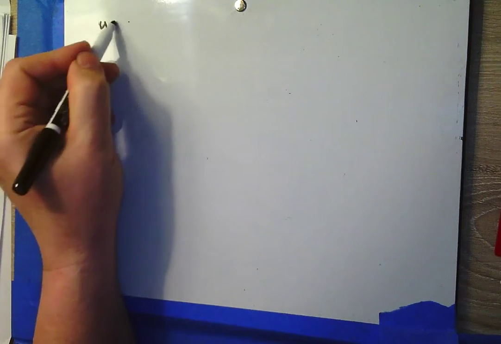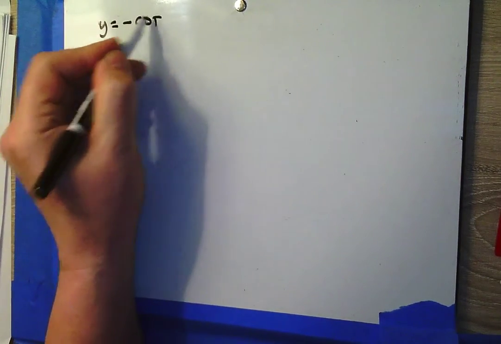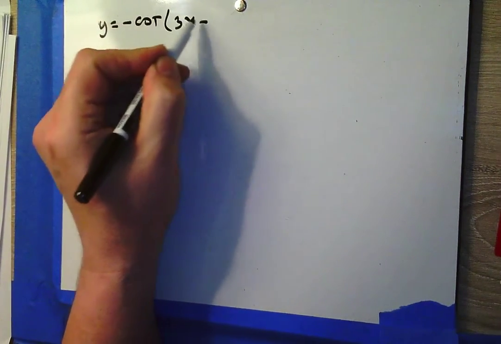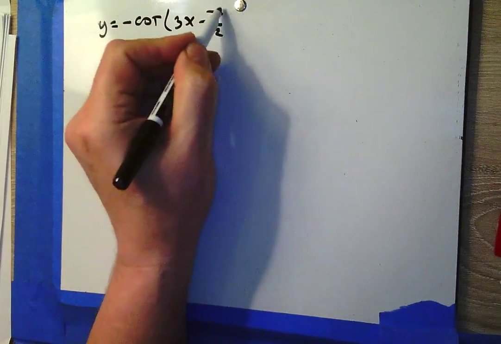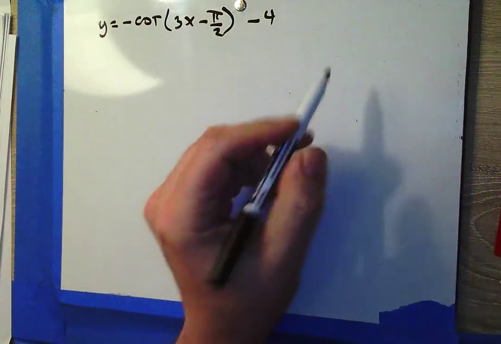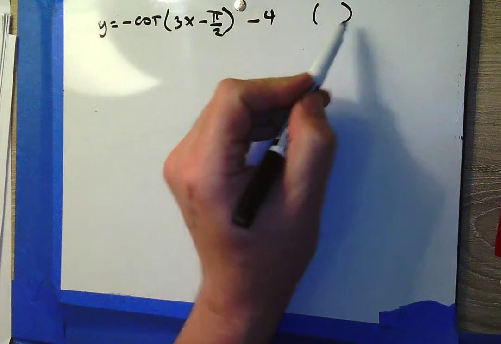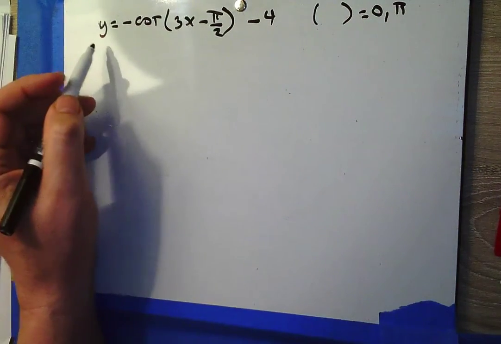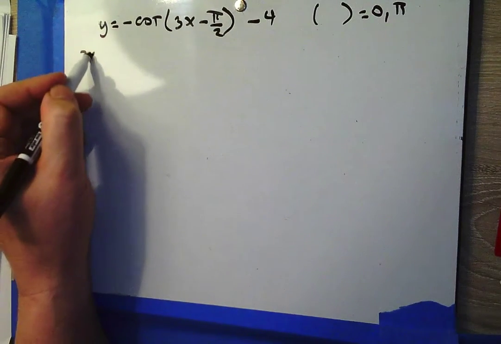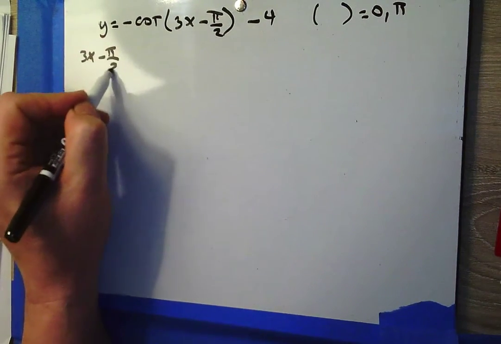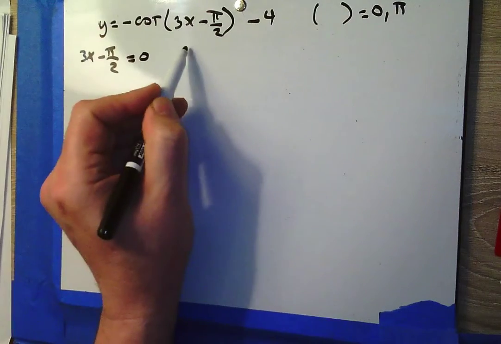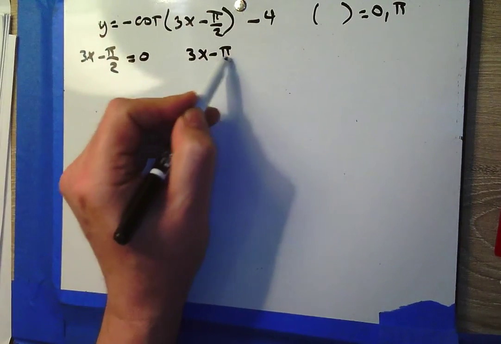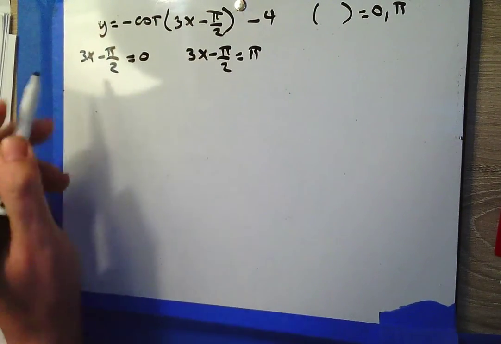Cotangent. I'd like to do cotangent. In fact, let's do a negative cotangent. Negative cotangent 3x minus pi over 2 minus 4. Remember again, we set the argument equal to 0 and pi for cotangent, not tangent. Tangent is negative pi over 2 and pi over 2. So I'm going to set this argument equal to 0. I'm going to set this argument equal to pi.